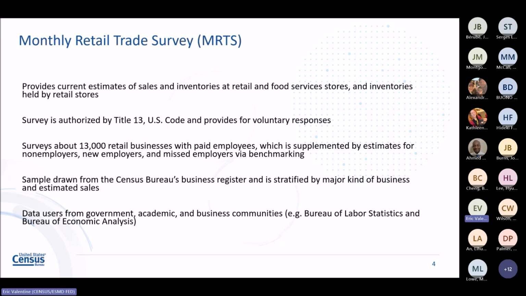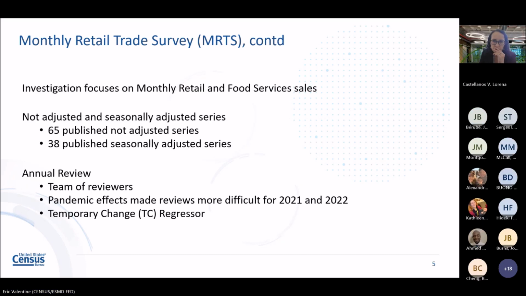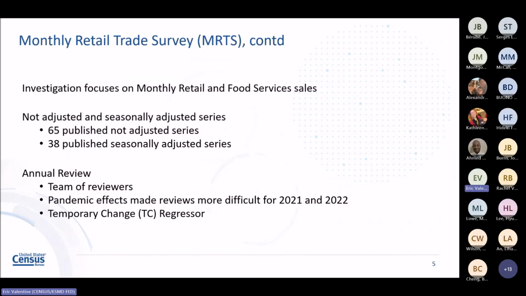The monthly retail trade survey provides current estimates of sales at retail and food services stores and inventories held by retail stores. It surveys about 13,000 retail businesses and paid employees. The sample was drawn from the Census Bureau's business register and is stratified by major kind of business and estimated sales. My investigation focuses mainly on the monthly retail and food services sales. There are 65 published non-adjusted series and 38 published seasonally adjusted series.